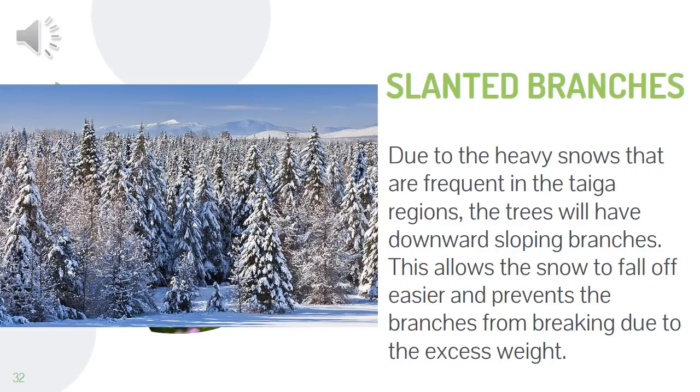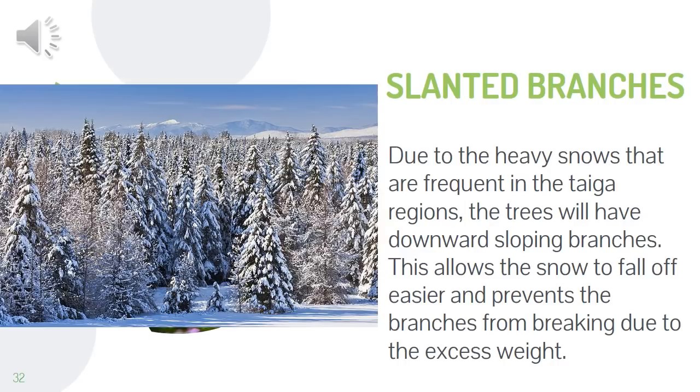We talked at the beginning of this section about the large amounts of snowfall that often happen in the taiga region. And so a lot of the trees that are there, they have slanted branches. The branches are actually downward sloping, kind of like an upside down V. And the purpose of this is to allow the snow to fall off easier. It prevents the branches from breaking under the weight of all of the snow.